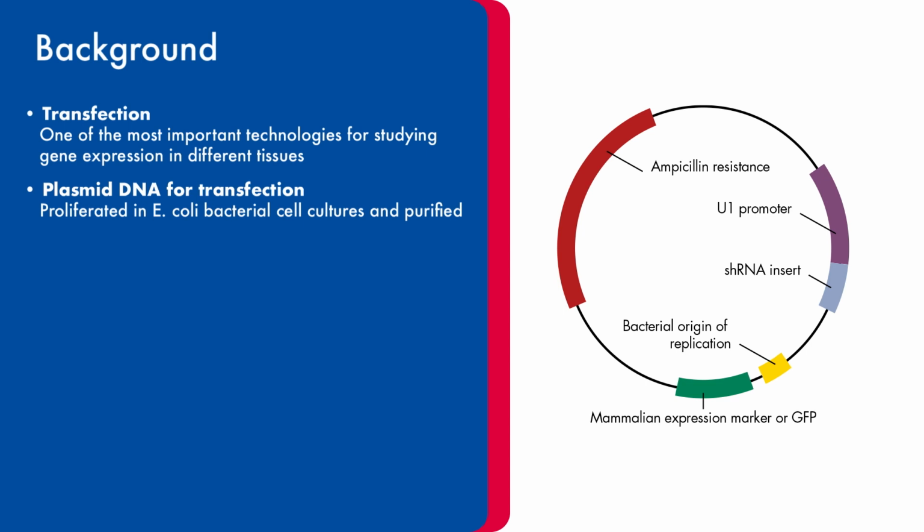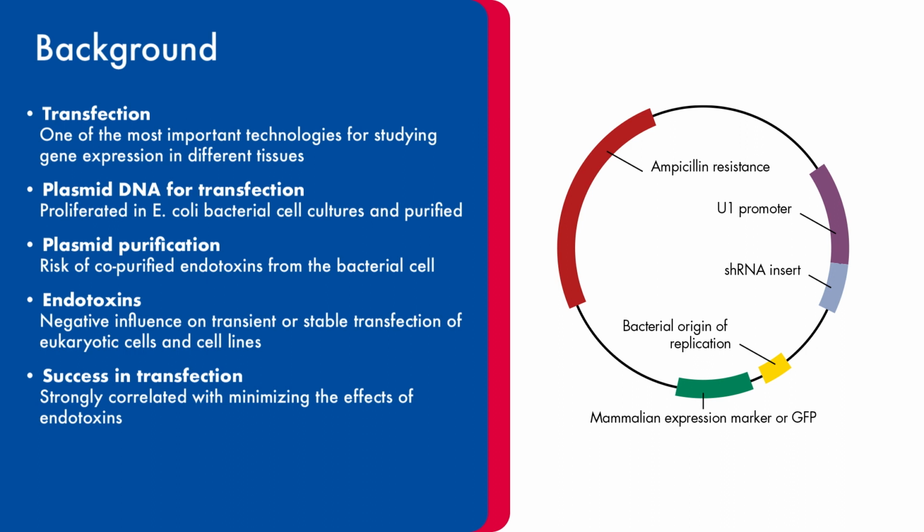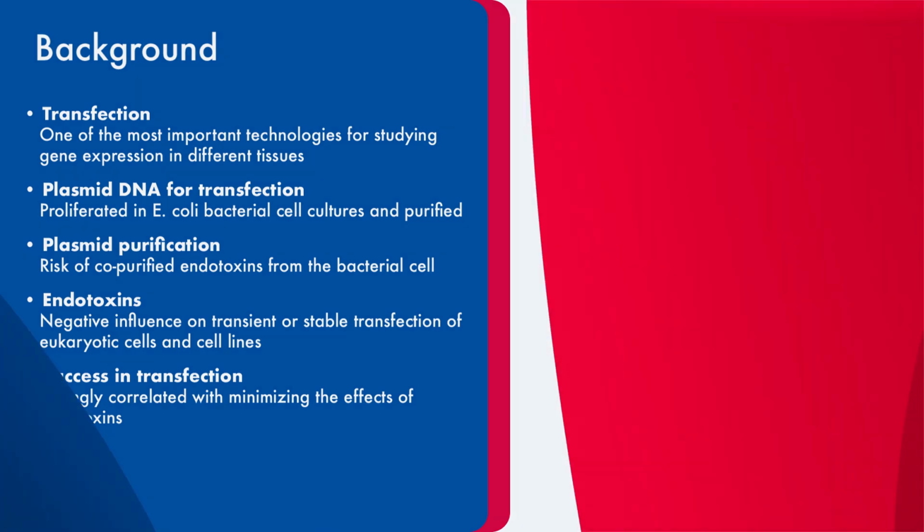coli and then purified. The purified plasmid DNA can contain endotoxins from the bacterial cell, which are co-purified. These endotoxins can negatively influence the transfection of eukaryotic cells by decreasing the transfection efficiency, influencing the metabolism of the cells, and distorting the experimental results.